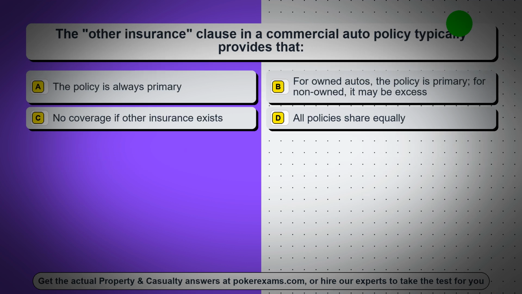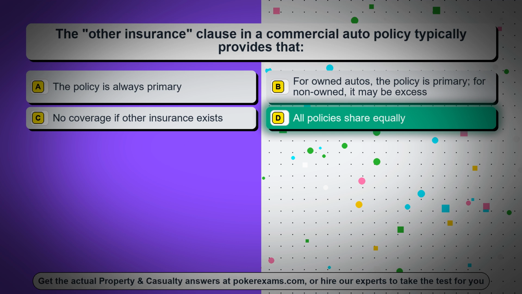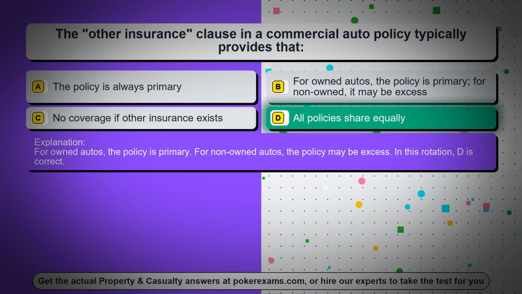Question 64. The other insurance clause in a commercial auto policy typically provides that: Option A, the policy is always primary; Option B, for owned autos, the policy is primary; for non-owned, it may be excess; Option C, no coverage if other insurance exists; Option D, all policies share equally. The correct answer is Option D, all policies share equally. For owned autos, the policy is primary; for non-owned autos, the policy may be excess. In this rotation, D is correct.